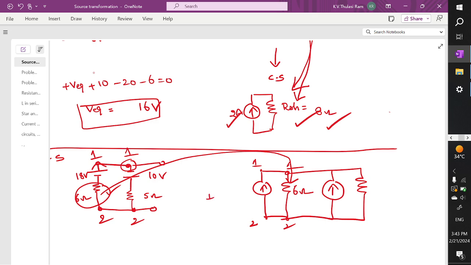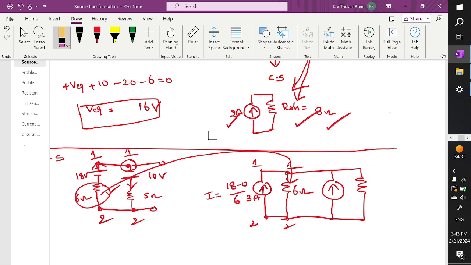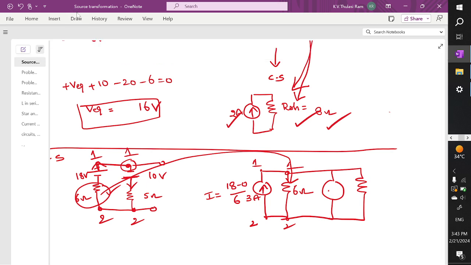Okay, so now what is the current value? Current I is equal to V by R. V is how much? 18 minus 0 by R. R is how much? 6 ohm. Automatically you are going to get this current as 3 amperes. So you can see here the positive terminal is there, so I am representing it in the upward direction. But in this circuit, where you have the positive terminal, you have to show the arrow mark downward. So you have to show the arrow mark in the downward direction as indicated here.